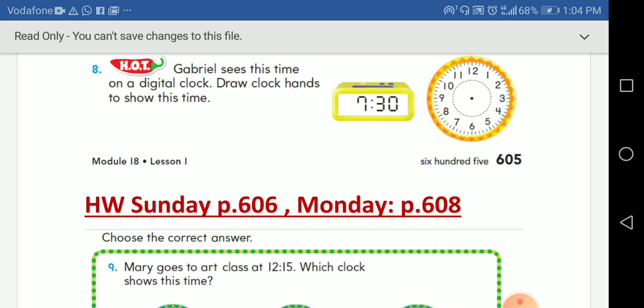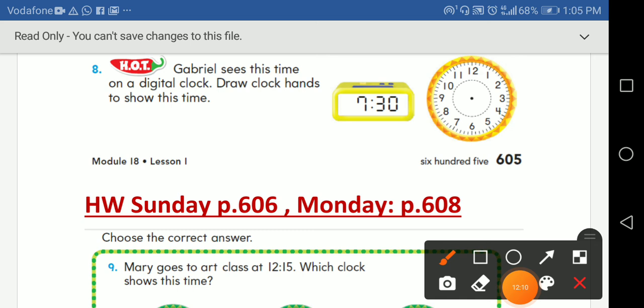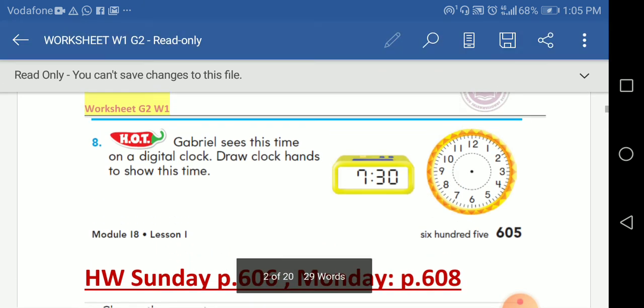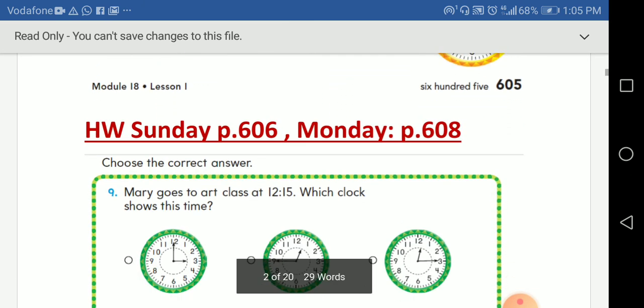Now I have another one. Gabriel sees this time on a digital clock. Draw clock hands to show its time. This time is 7:30. So the short hand points to 7 and the long hand points to 6.